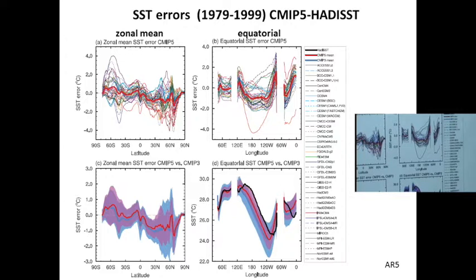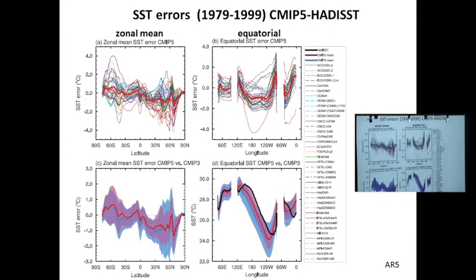So, in these two figures here, it is the same as here, but only showing the CMIP5 error compared with the CMIP3, and all this shading is representing the dispersion of all the models.